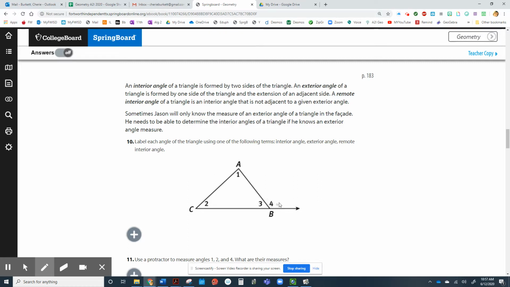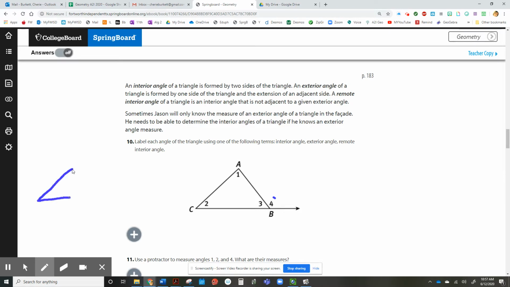Now, this angle 4 right here was formed by taking one of the sides of that triangle and extending it out. There's nothing special about extending out this side except it's pretty to look at. I will draw a couple of others. I'll just do that now.